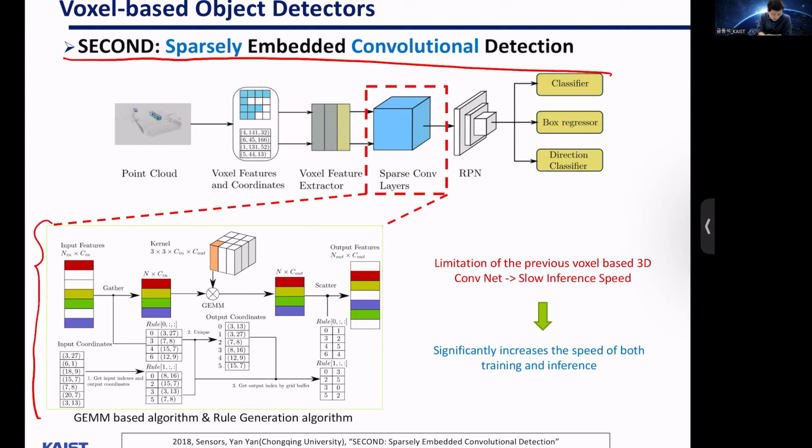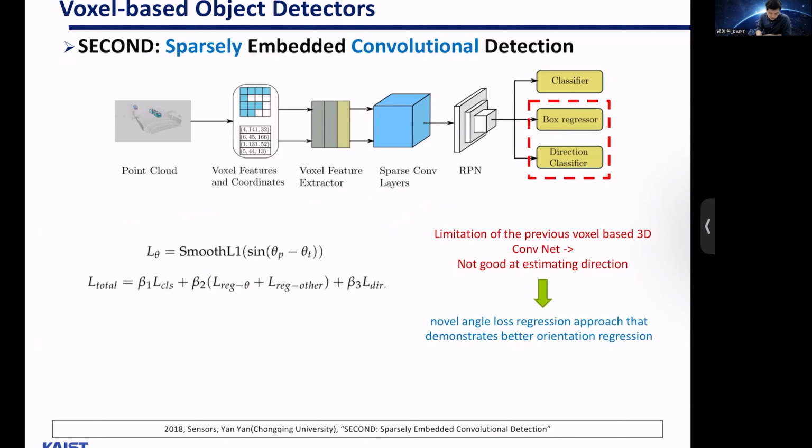So you take voxels with point features, and then you run the convolution, and then you reconstruct the output feature vector or tensor in this manner. This substantially increased the speed of the voxel-based object detector.